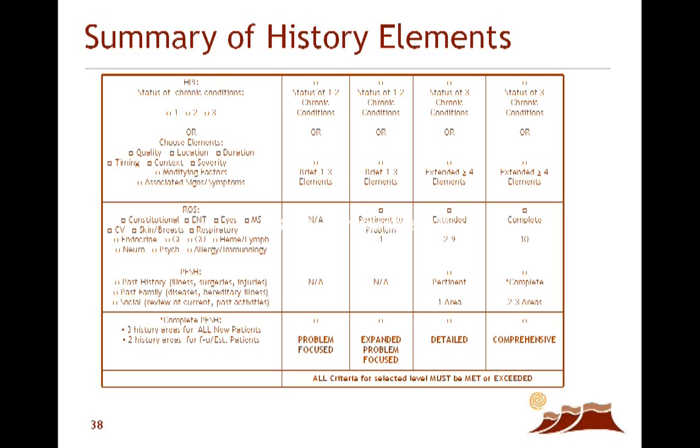chronic conditions. Again, it could just be one. Or if you're talking about a new problem or a symptom, it can be very brief, given just 1 to 3 elements about that. You do not need a review of systems. You do not need the past history. And when you get to your assessment plan, you indicate what you're going to do for that one problem. Move to the next one, the expanded problem focus.